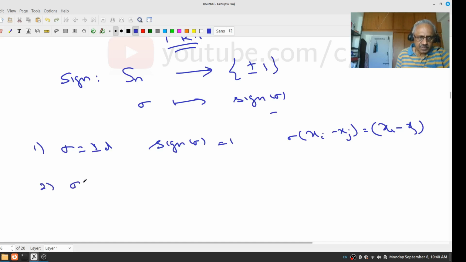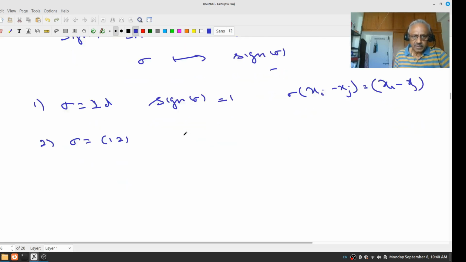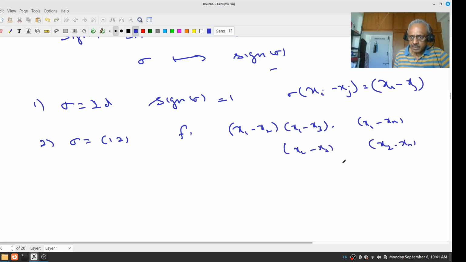Next, suppose sigma is, let us say, a transposition. Then what happens? The original f is x1 minus x2 and x1 minus x3 and x1 minus xn, and then I start with x2 minus x3, x2 minus xn, and go on, finally xn minus 1 minus xn. This is the formula.